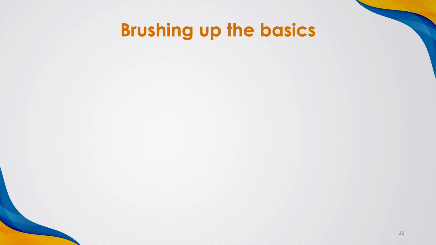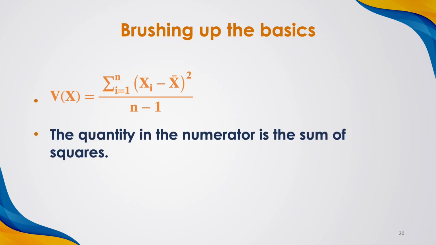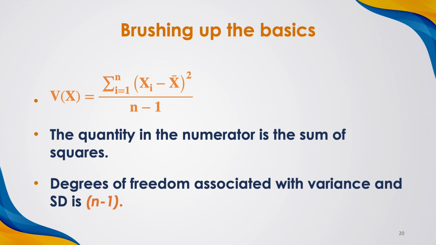Coming back to the variance, we have 2 quantities. The numerator quantity is the sum of squares and the denominator quantity is n-1, which is the degrees of freedom for variance, and it is also the degrees of freedom for standard deviation.